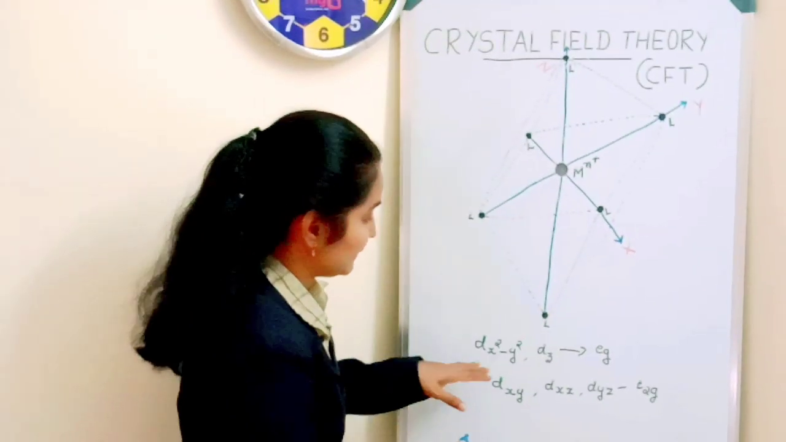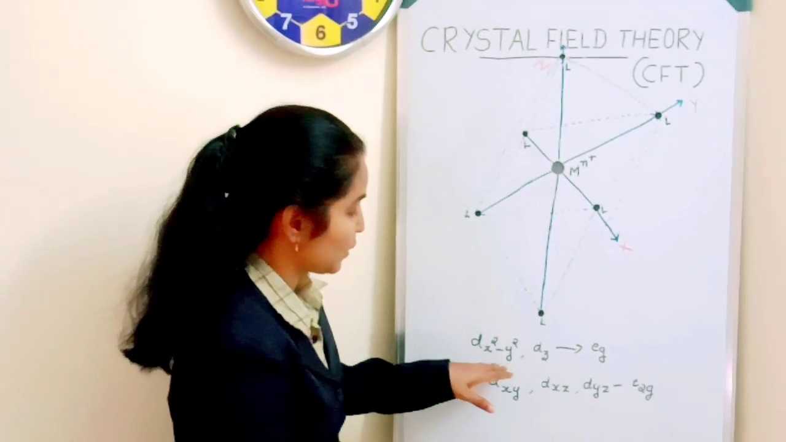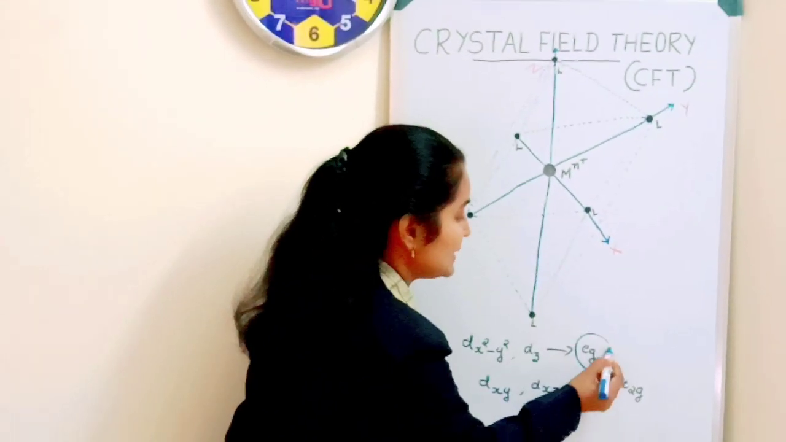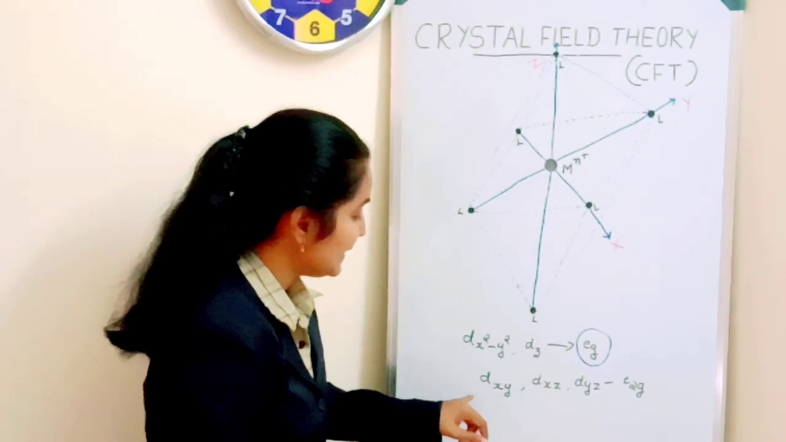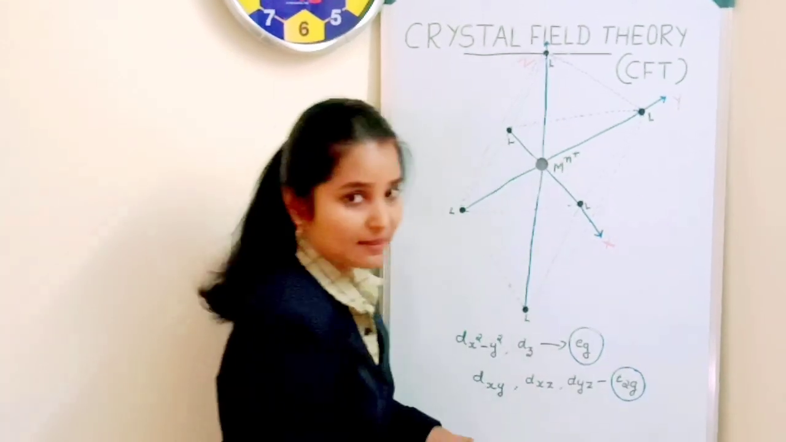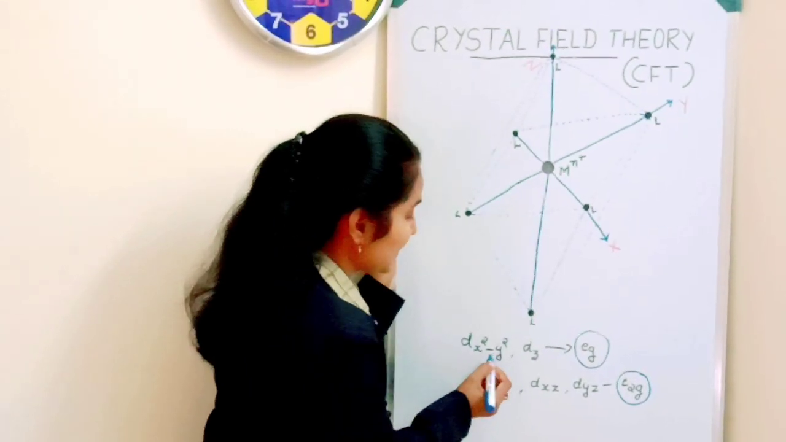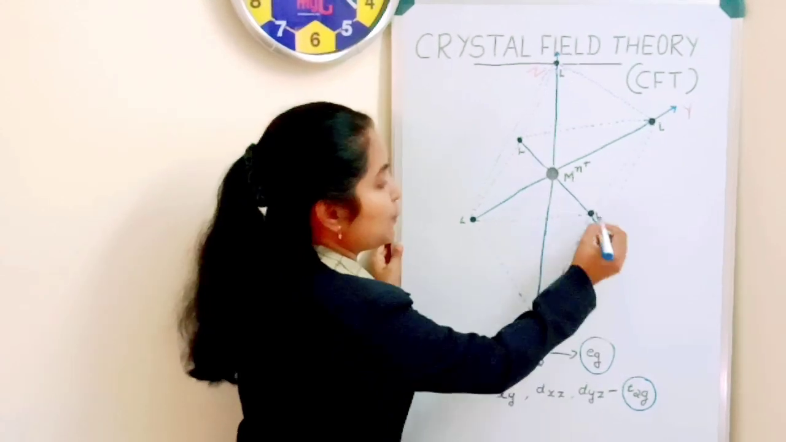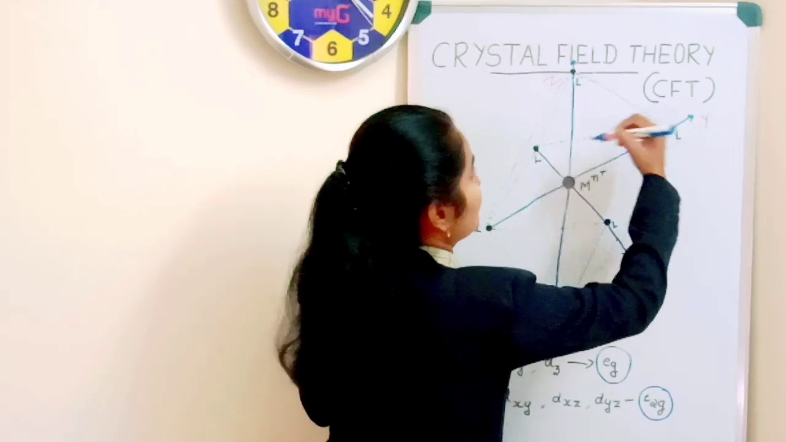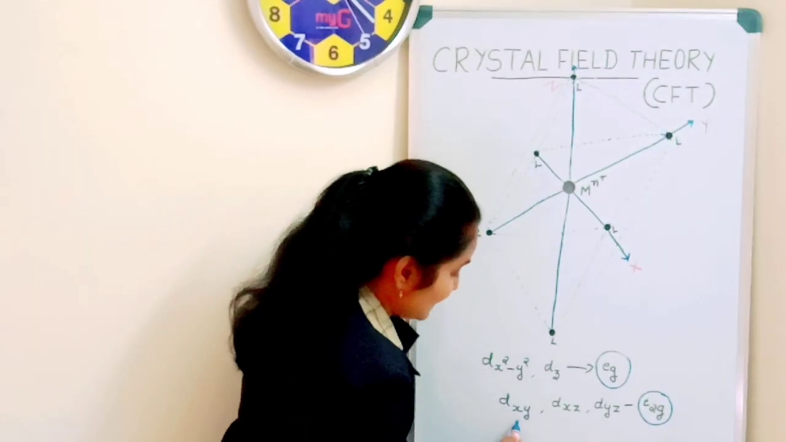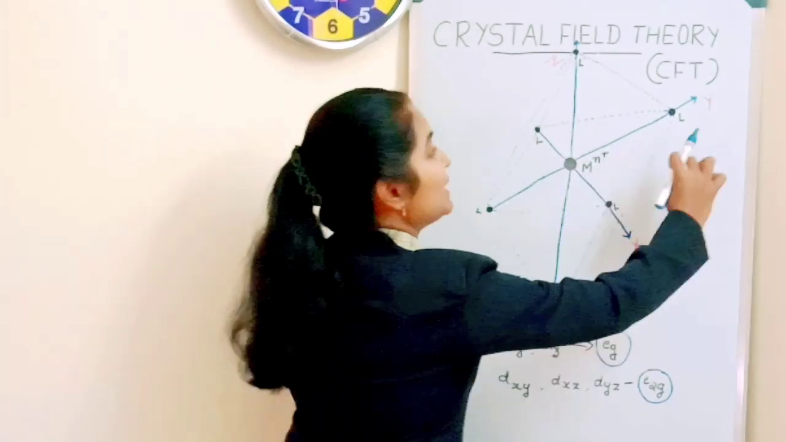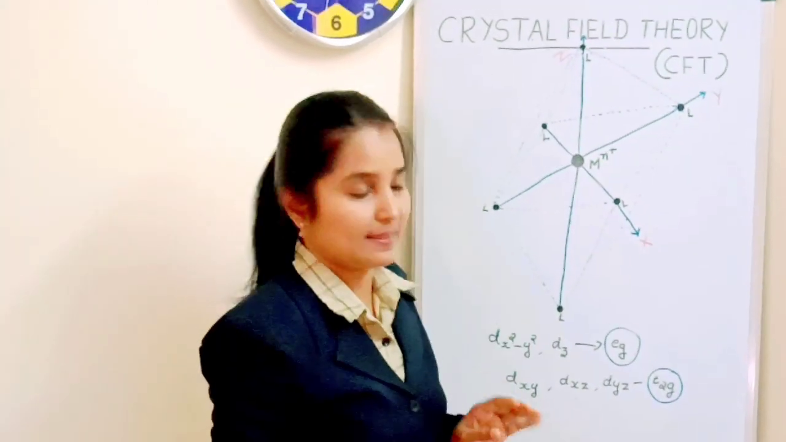So we have dx square minus y square and dz square, and these orbitals we call the Eg set of orbitals, and then dxy, dxz, dyz we call the T2g set of orbitals. Here the lobes of the dx square minus y square and dz square orbitals are pointing along the axis, and dxy, dxz, dyz are situated in between the axis. That is the main point in this.